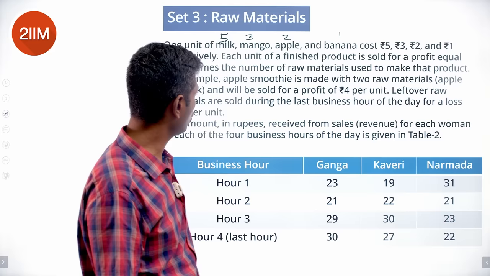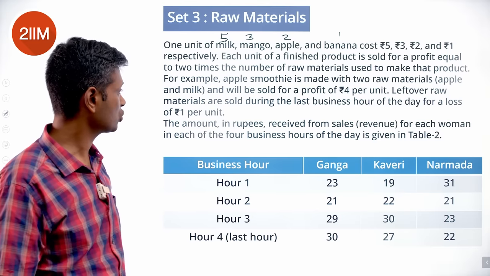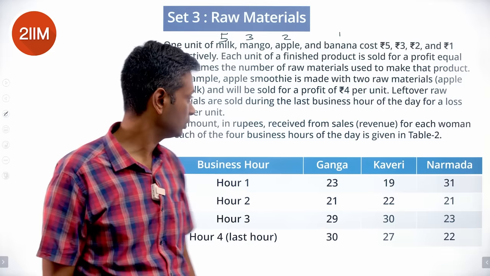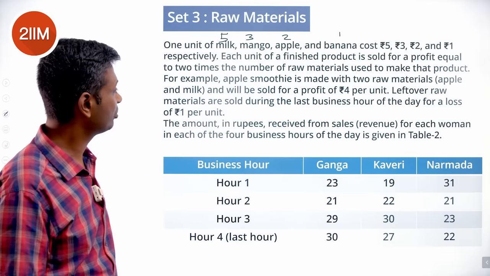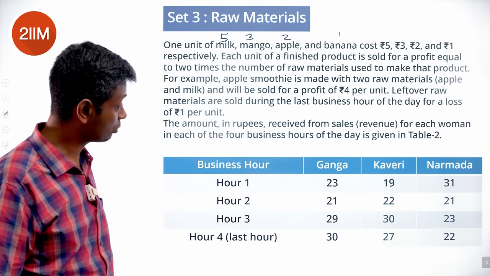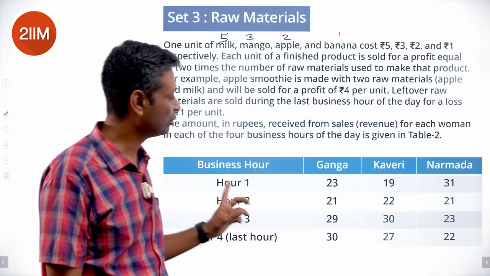Leftover raw materials are sold during the last business hour for a loss of 1 rupee per unit. The amount in rupees received from sales for each woman in each of the 4 business hours of the day is given in table 2.